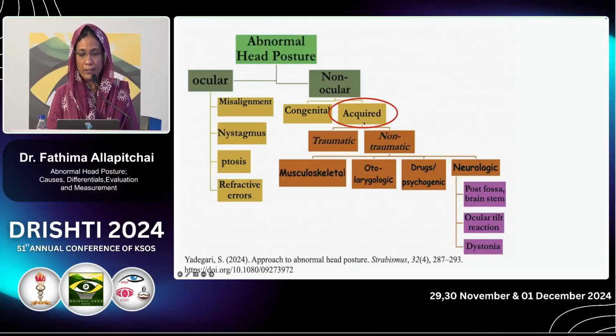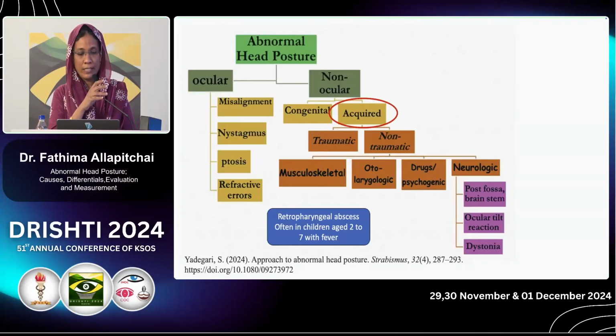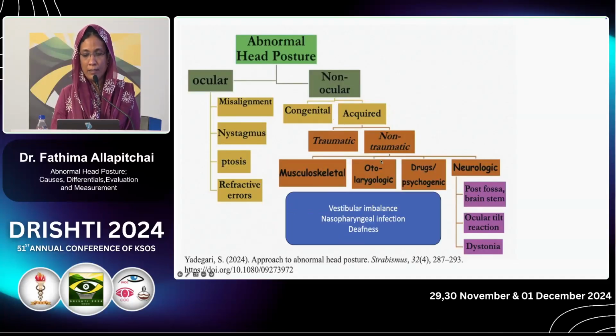So coming to acquired causes, traumatic, you know the history will be there. Among non-traumatic, you have reasons due to infections and inflammation. It could be musculoskeletal, somewhere in the cervical vertebra, brachial plexus infection or inflammation. Importantly, you should not miss retropharyngeal abscess, because it is quite life-endangering if it is missed and not treated appropriately at the early onset of the disease.